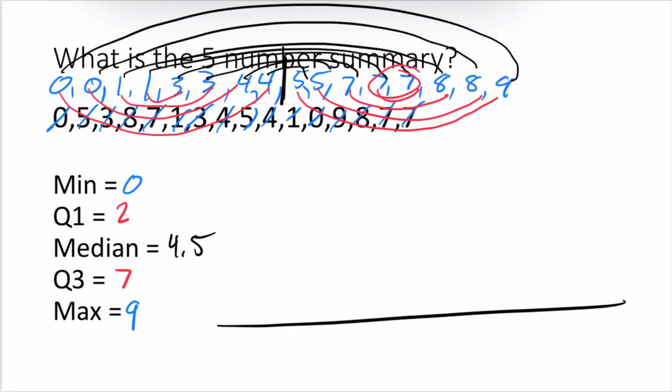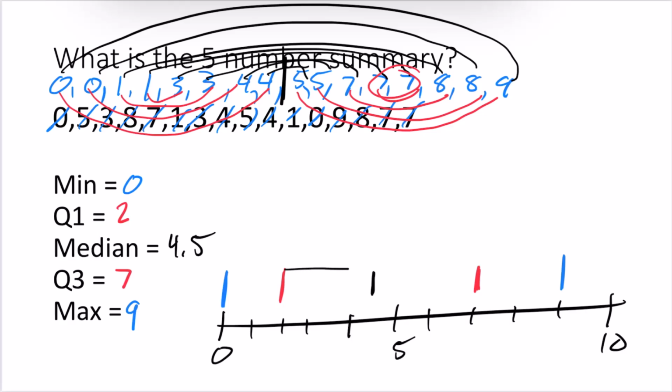So on my box and whisker plot, I'm going to have 0, 5, and 10 again, and then I'll make my little marks in between there. And my minimum is at 0, my maximum is at 9, my first quartile is at 2, my third quartile is at 7, and then my median is at 4.5. And so this box and whisker plot is pretty symmetrical because the two different sides of the box and whisker plot look about the same. But this is what your box and whisker plot would look like.